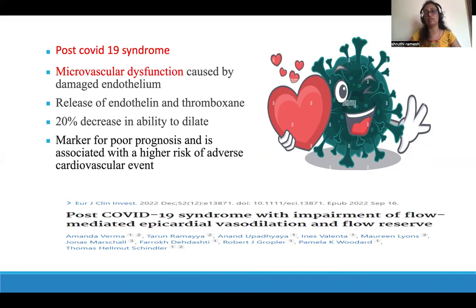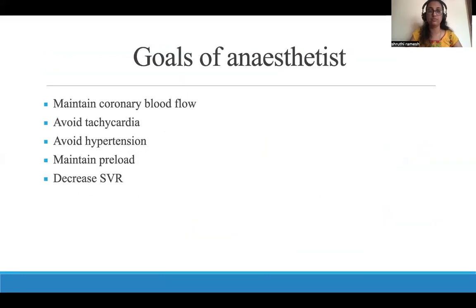As I told you, whenever the endothelium is damaged or there is a microvascular dysfunction, it causes release of endothelin and thromboxane, which are potent vasoconstrictors. As a result, they won't be able to dilate as per the stress. It served as a marker for poor prognosis and it was associated with a higher risk of adverse cardiovascular events.